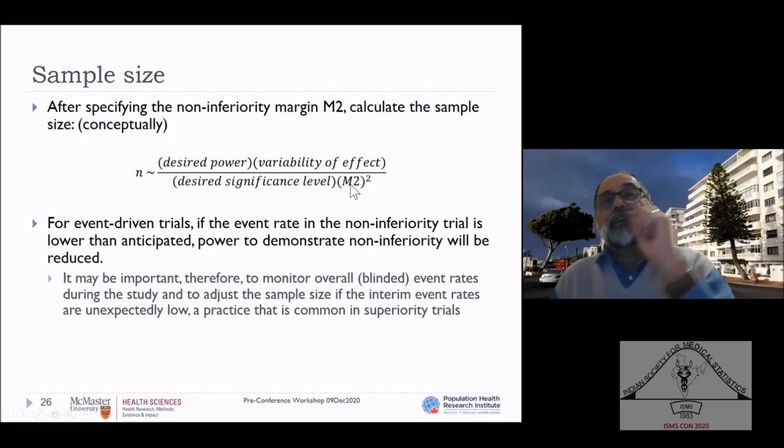If there's more variability of the effect or there's more noise in the system, you need a larger sample size. Usually the desired significance level is 5%, but if you wanted it smaller, you'd need a larger sample size. And then that margin is the difference here, right? And that M2 comes in the denominator squared. And M2 is usually small. And the smaller M2 is, the larger the sample size is by a factor squared.